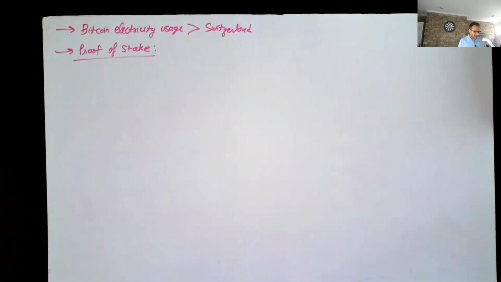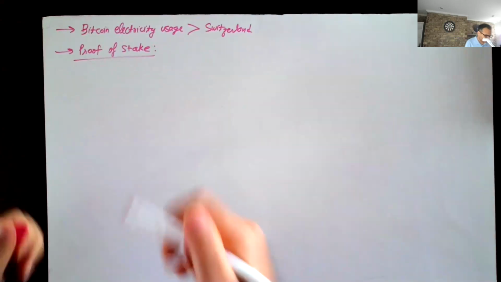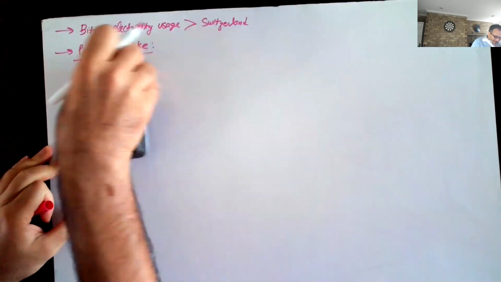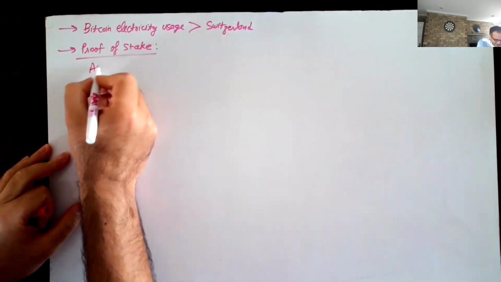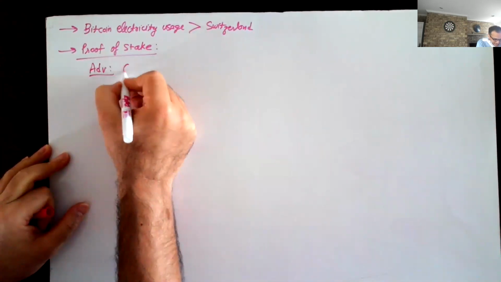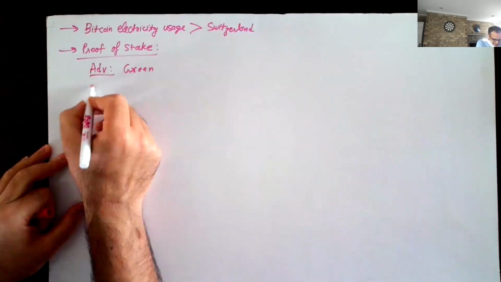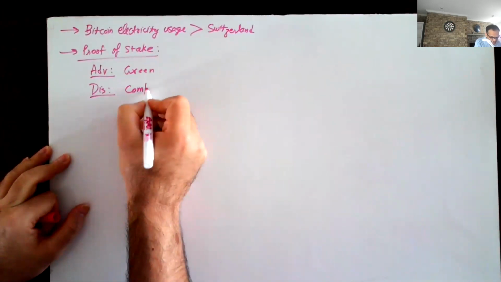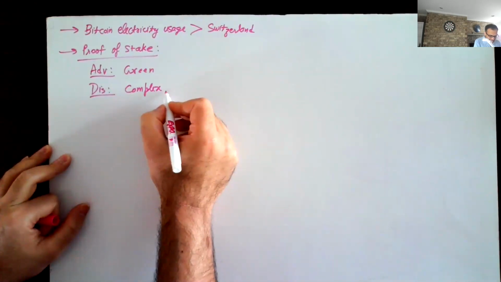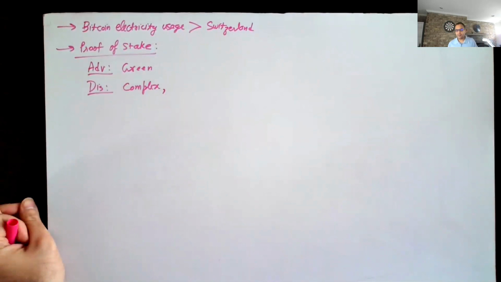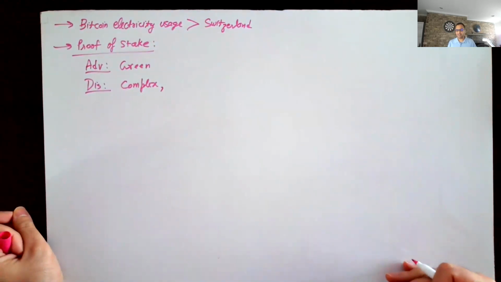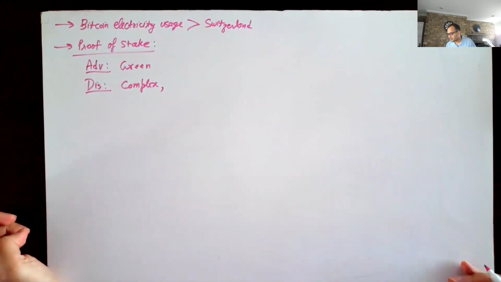Okay, so another problem with proof of stake is that it's much more complex. So maybe let me list the advantages and disadvantages. Advantage is more green. Disadvantage is it's more complex, definitely more complex than Bitcoin, for example. In fact, I will not be able to present any proof of stake system to you in this class. I will just try to give you some high level ideas.